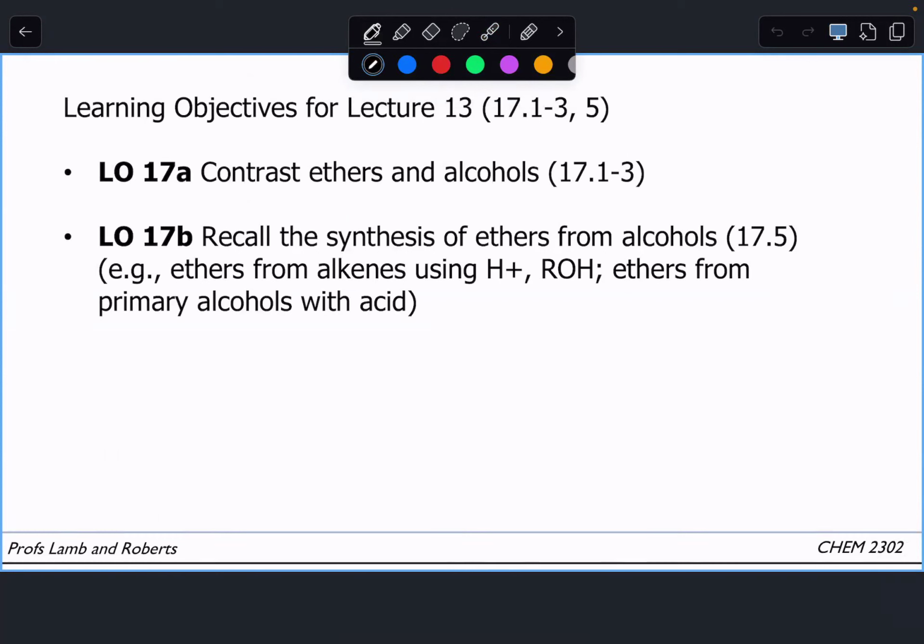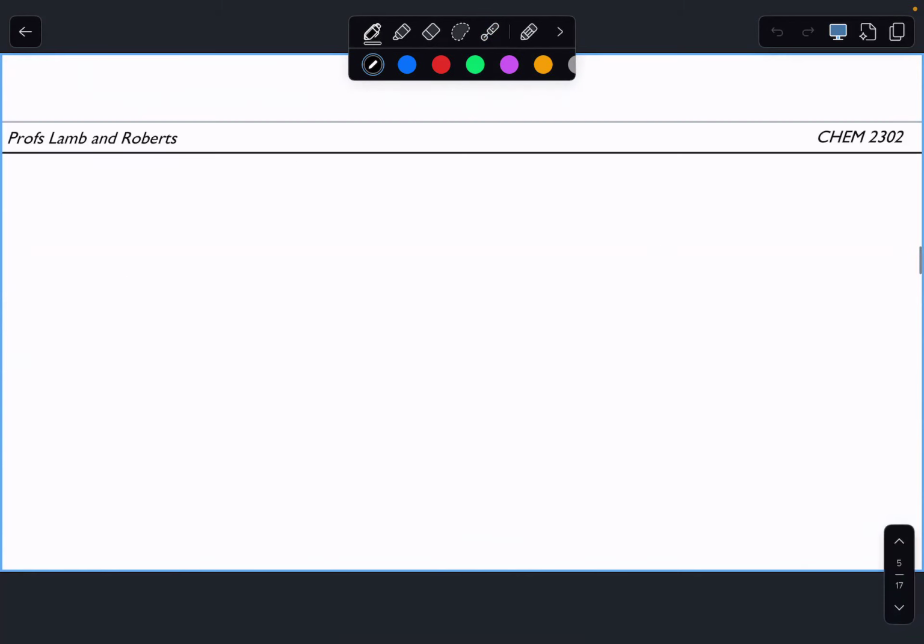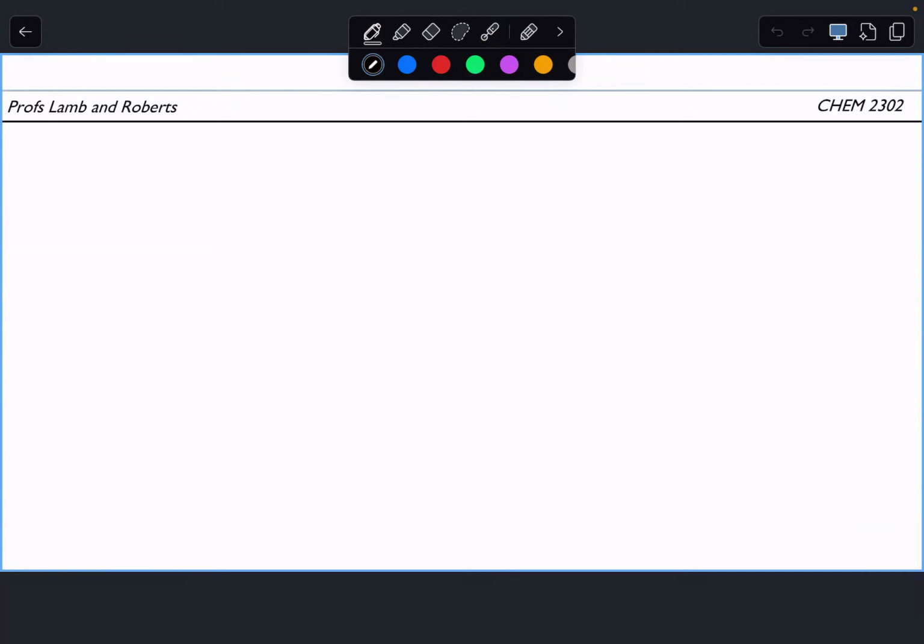So what are ethers and how are they different from alcohols? And then recalling some of these syntheses that you've already learned. And then on Monday, we'll start going over new syntheses that you have not learned yet. So let's jump right into it. Learning objective 17A. So we're going to contrast ethers and alcohols.